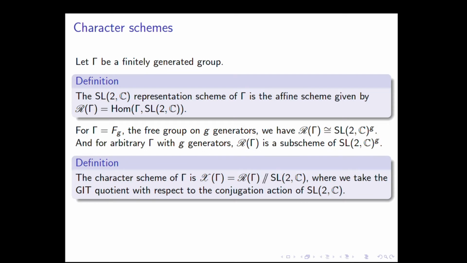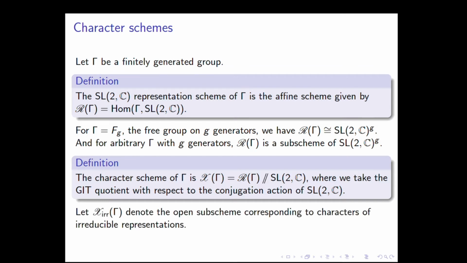We'll also be interested in the character scheme, which is the quotient of the representation scheme by the conjugation action of SL2. Here we've taken the GIT quotient. But actually we'll mainly be interested in the irreducible representations. So here chi-ir refers to the locus of characters, of course, coming from irreducible representations. And it turns out that the irreducible representations are the stable locus for this GIT action. So restricting to irreducibles, you can think of this GIT action as an honest quotient by a free action of SL2.